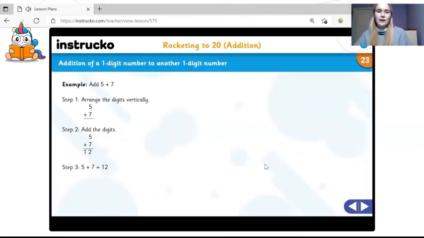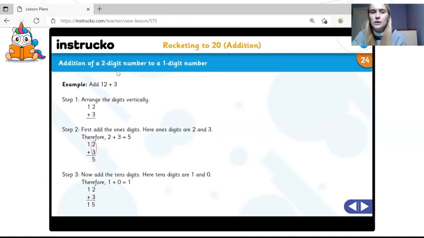Okay, so in this activity here, we've got an example of how to add a 1-digit number to another 1-digit number by arranging these digits vertically. And when we're arranging digits vertically, that means we're stacking them one on top of the other. So 5 plus 7 stacked on top of each other, and we do the sum at the bottom. So the answer is 12.